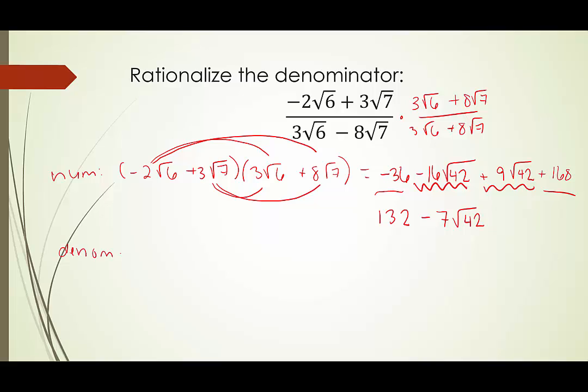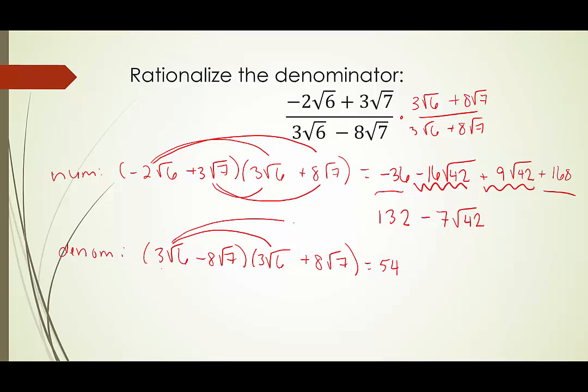In the denominator, we have 3 root 6 minus 8 root 7 times 3 root 6 plus 8 root 7. And again, we want to be really careful. When we multiply regular numbers, we get regular number answers. When we multiply radicals, we just need to be really careful. Okay, so 3 root 6 times 3 root 6. 3 times 3 is 9. Root 6 times root 6 is 6. And 9 times 6 is 54.